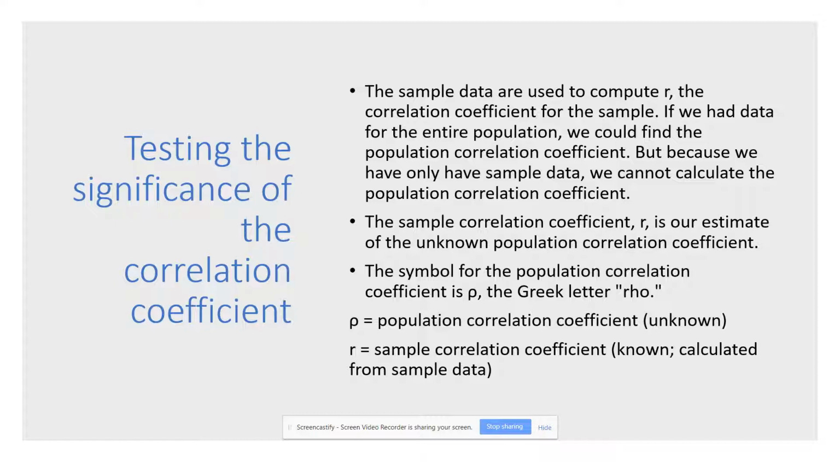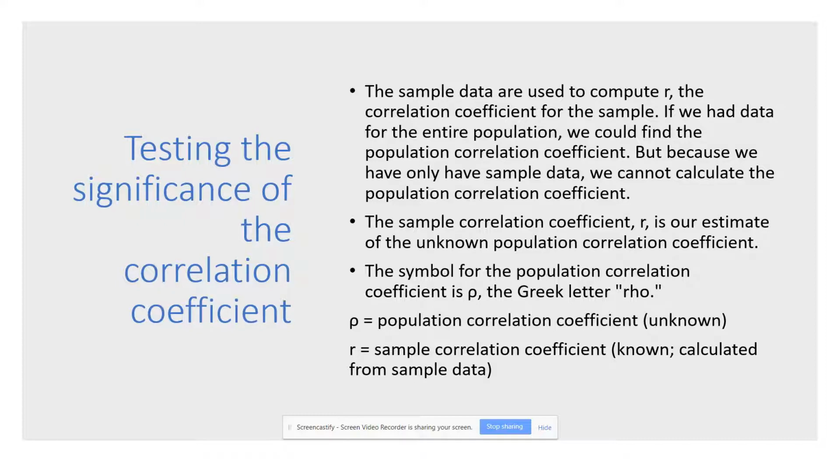So again, I'm taking that sample data to make the correlation coefficient. But if I had the entire data for a population, say you were looking at an elementary school and you wanted to know about that one elementary school and you had data on every child, then you could do the population correlation coefficient. But because we only have sample data, we can't do that.